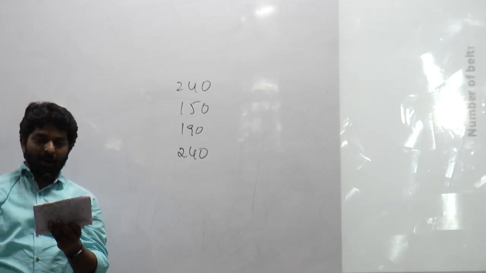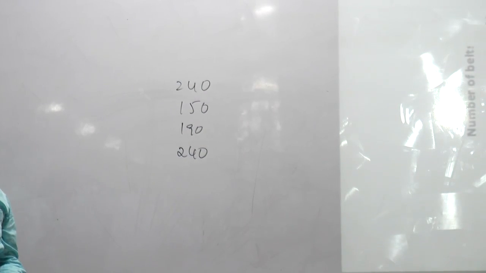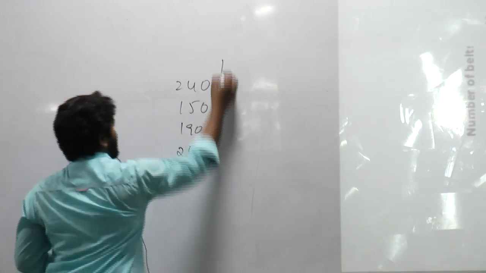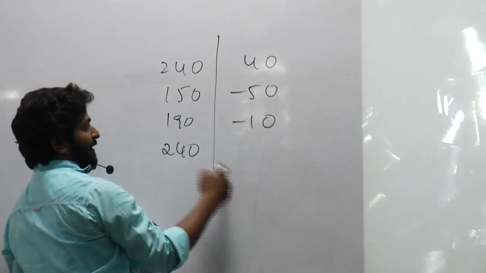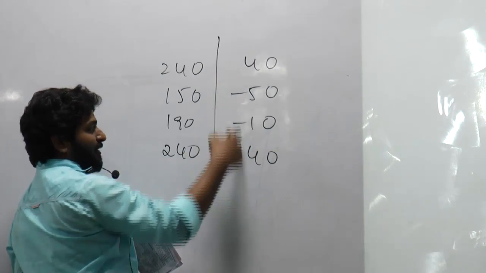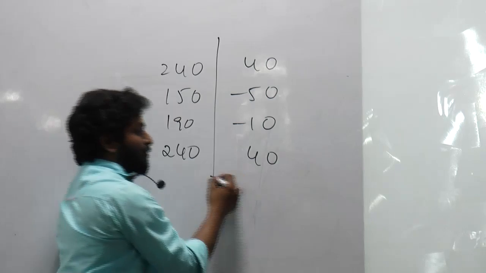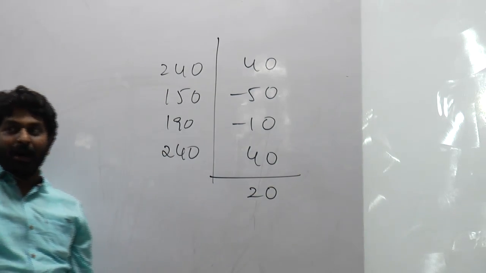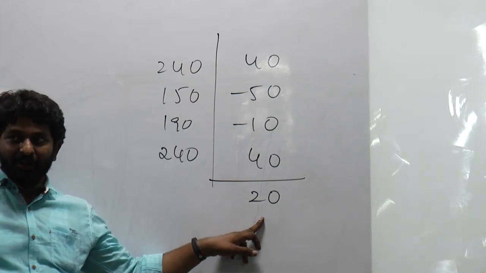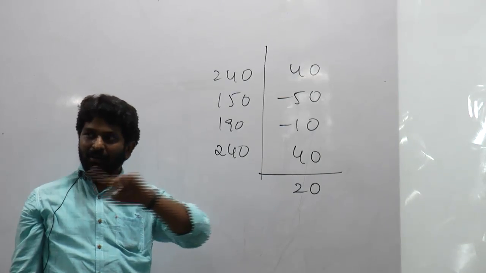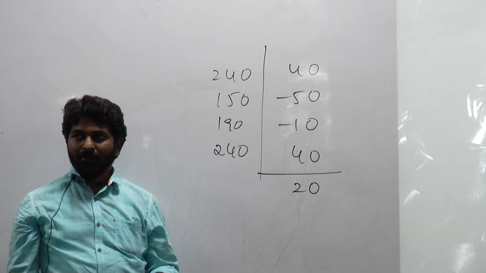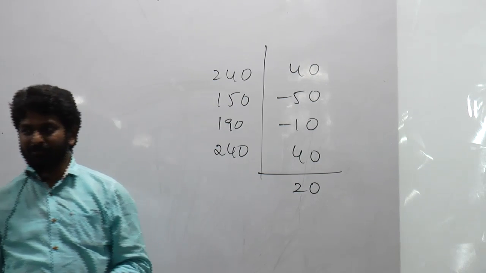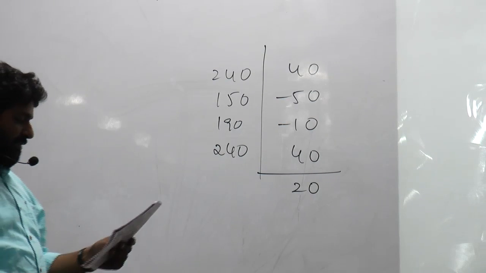Look at your options. Options are nearby 200. So take benchmark as 200. This is 40 more. This is 50 less. This is 10 less. This is 40 more. Positive numbers are 80. Negative numbers are 60. So total you are left with 20. After making every number 200, still you are left with 20. Now you need to adjust 20 among 4 numbers. So each number gets 5 more. Already it is 200 and now again it is getting 5 rupees. So total 205. Okay? So based on your options you need to go for benchmark. Okay? Next, any other question?